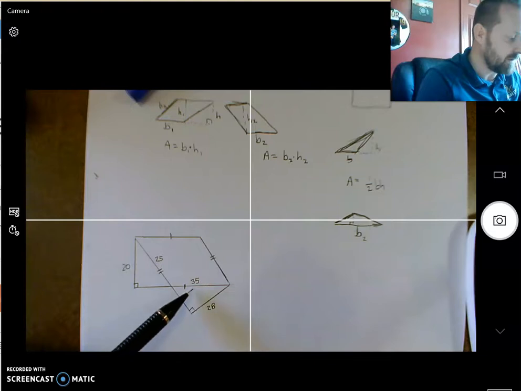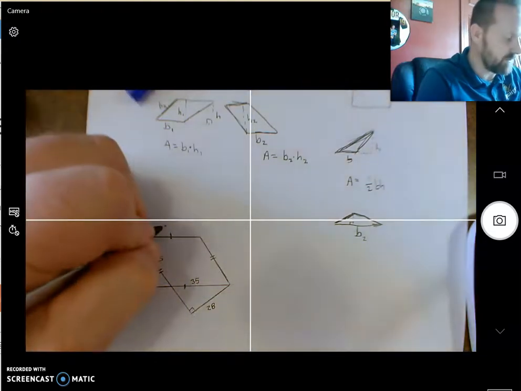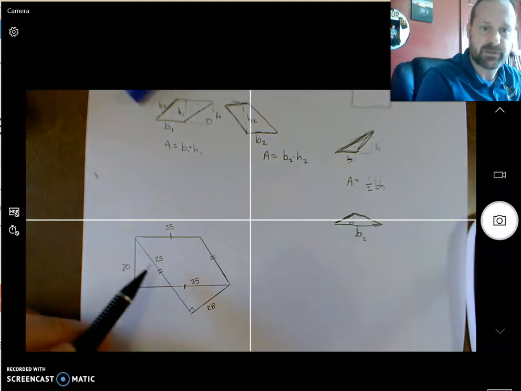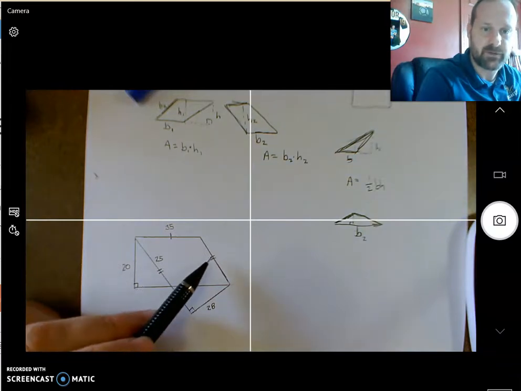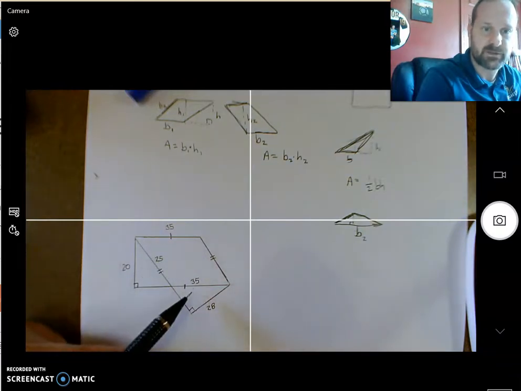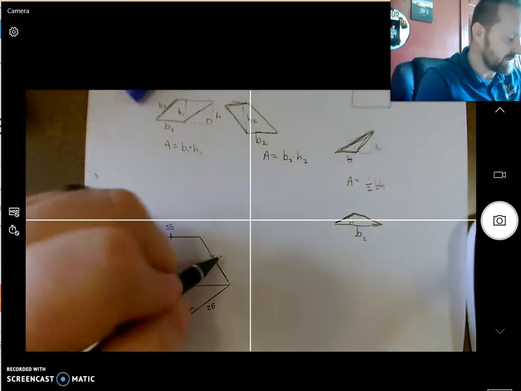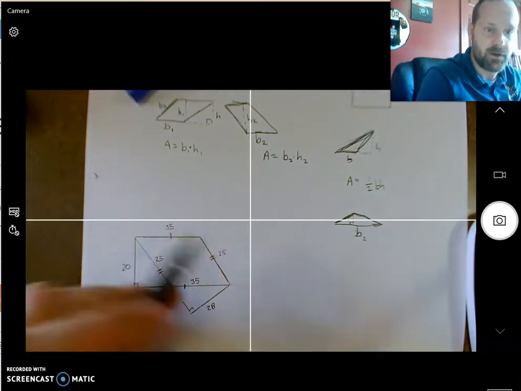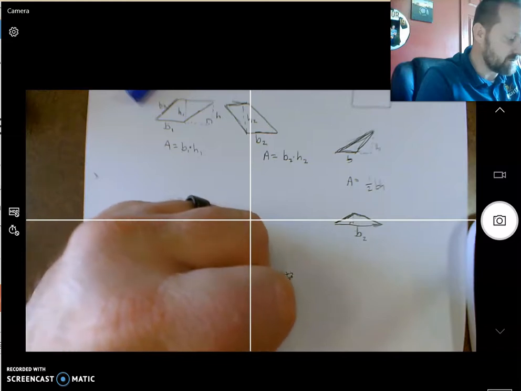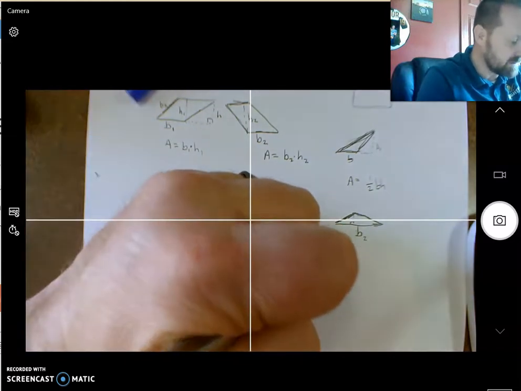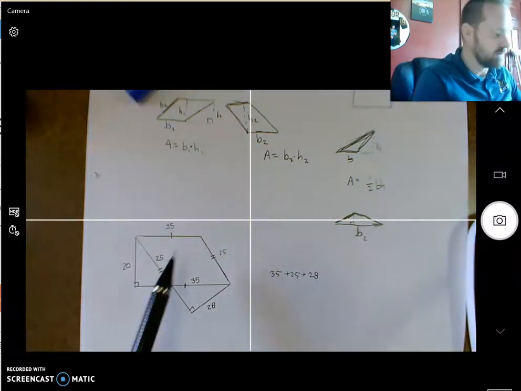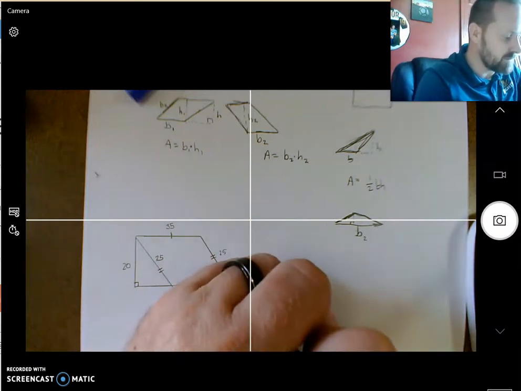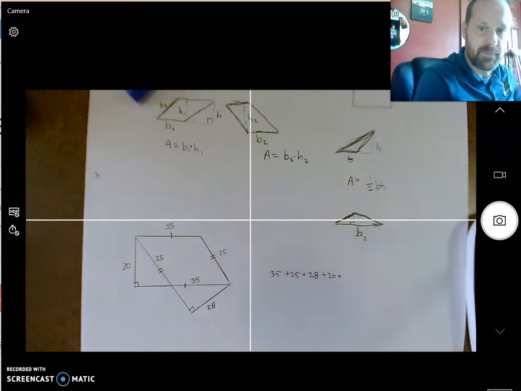So this is 35 and this is 35. I can already put that down because I know that they're congruent. This is a parallelogram, by the definition on page 515. This allows me to know that this is a parallelogram. If that's 25, that's 25. So I'd have 35 plus 25 plus 28, so I got this plus this plus this. All right, and I got a 20 over there, so plus 20.